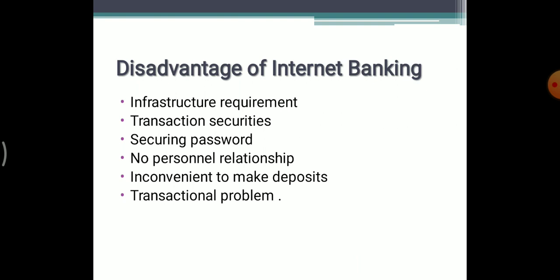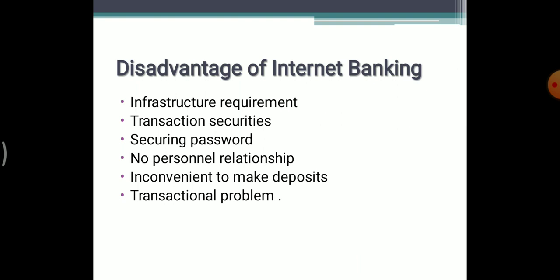Second one is transaction security. Banks take many precautions to provide a secure network. But online transactions still face hackers, and irrespective of the advanced methods used to keep user data safe, there have been cases where the transaction data is compromised. This may cause a major threat.